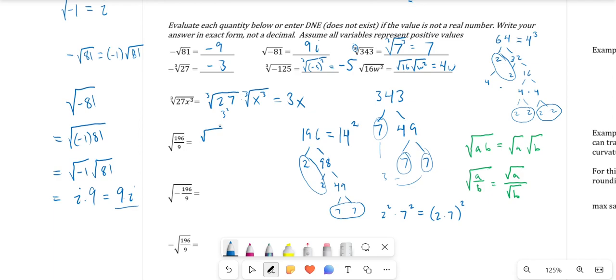If I come back here and I say, well, this is the square root of 196, which is 14 squared, over the square root of 9, which is 3 squared, well, then those cancel each other. I have 14 over 3. And so we see if I have a number on top and a number on the bottom, I can just take their square roots separately.